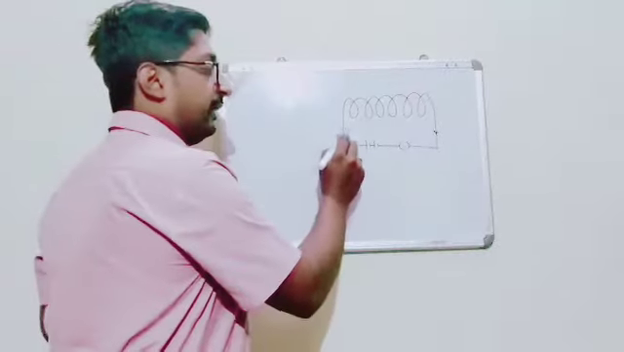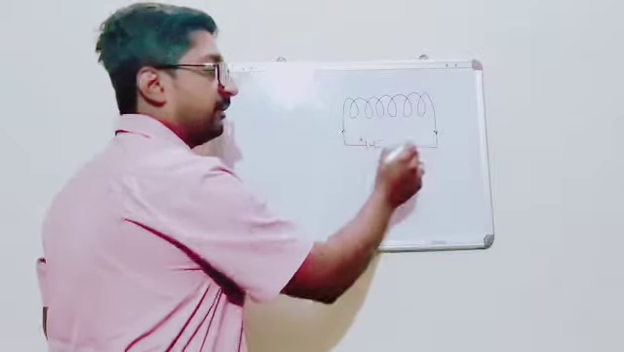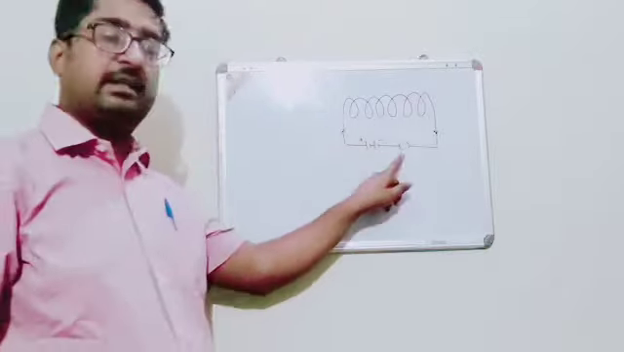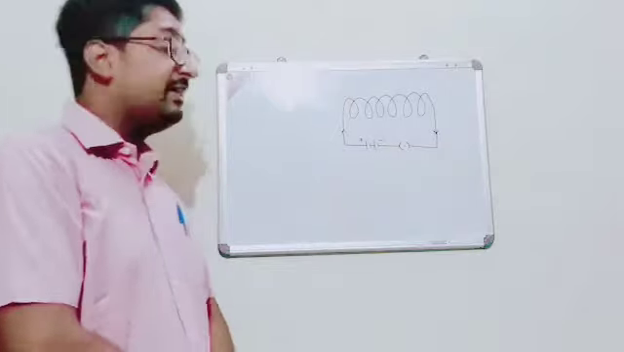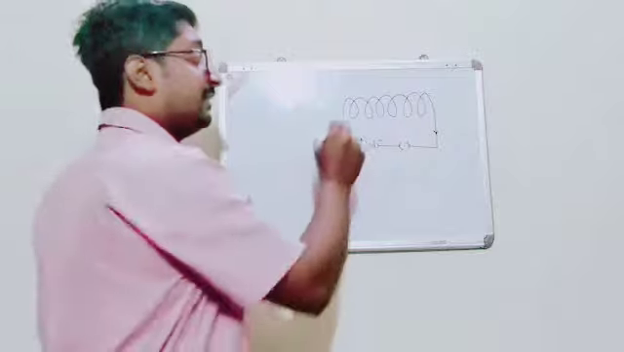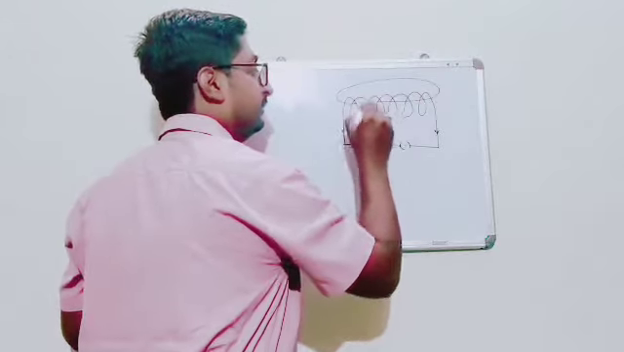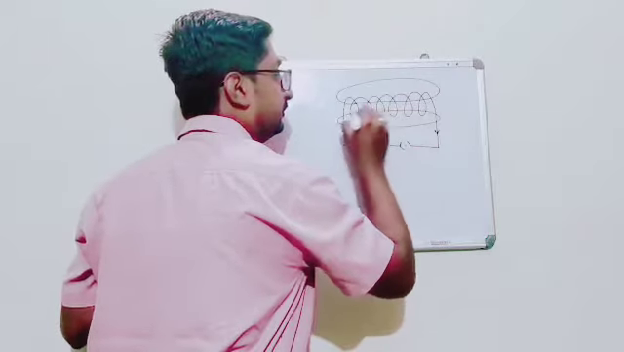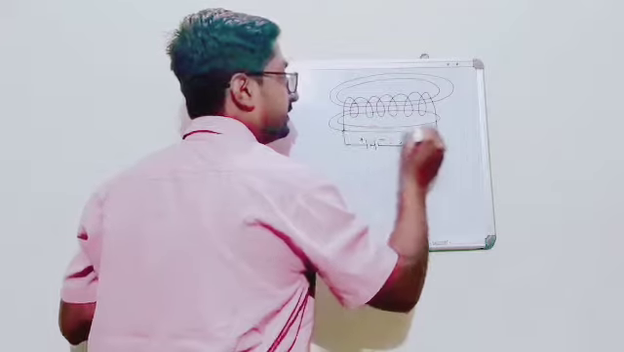Now current is flowing from positive terminal of the battery to the negative terminal of the battery with the help of key K. Now magnetic field is produced around a solenoid. This magnetic field is like the magnetic field produced in a bar magnet. Like this.